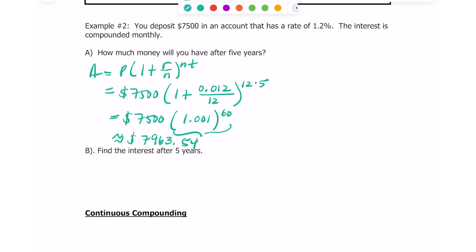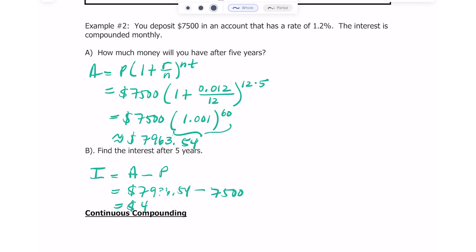Now, what would be the interest? To calculate the interest, it's just got to be the amount I have now minus what I put in the starting place, which was your principal. So that's just going to be $7,963.54 minus my starting amount, which was $7,500. And if I subtract those, I get 463.54, so $463.54.